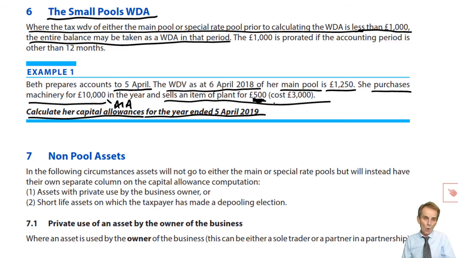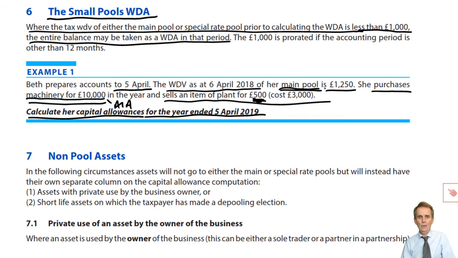So, what columns do we need? Do we have any expenditure during the period that ranks for either AIA or FYA? Yep, we've got the purchase of machinery for £10,000, so we need our AIA column. Do we have a main pool? Yes, we do. We need a main pool column. Will there be allowances to compute for the period? Yes, there will. So we need an allowances column.